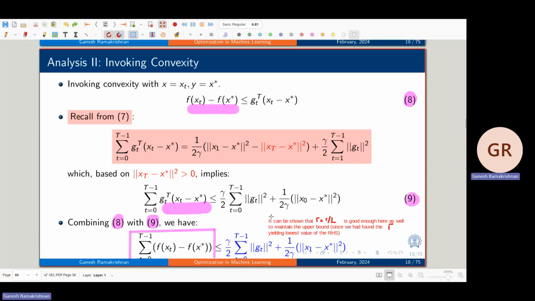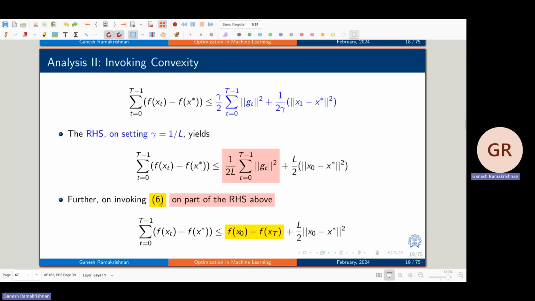Okay, so it can be shown that gamma equals 1 over L is good enough here as well to maintain the upper bound, since we have found the gamma yielding the lowest value. See, earlier we had said the less than or equal to 4 holds for all gamma. It also holds for gamma equals 1 by L. So nothing changes. So I'll substitute gamma equals 1 by L and use the same inequality. Okay, so now we are set. Okay. This is my final expression.